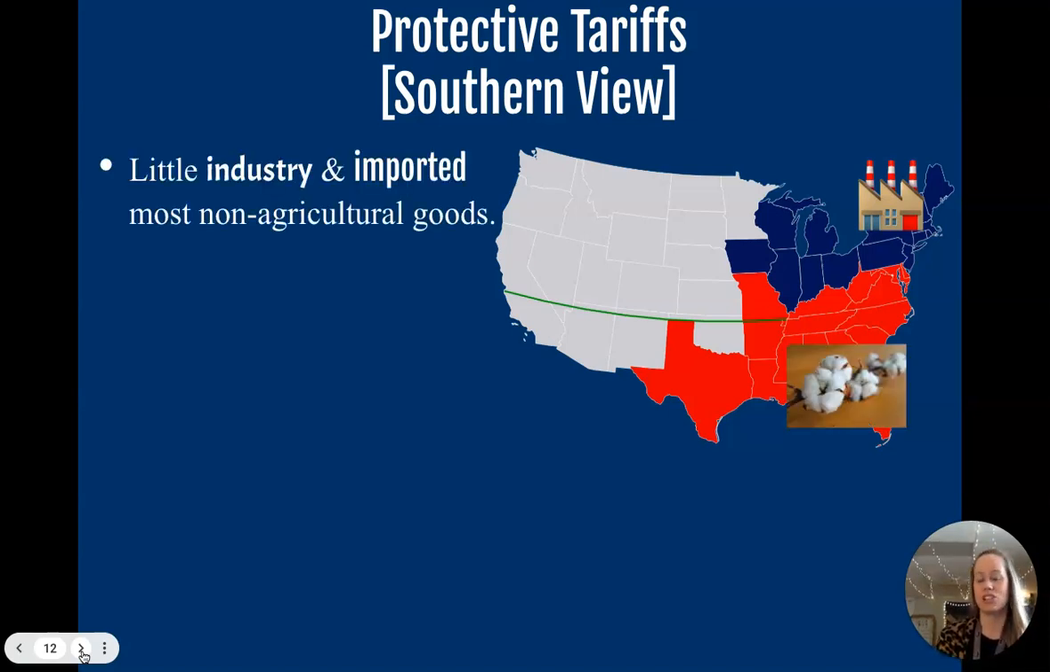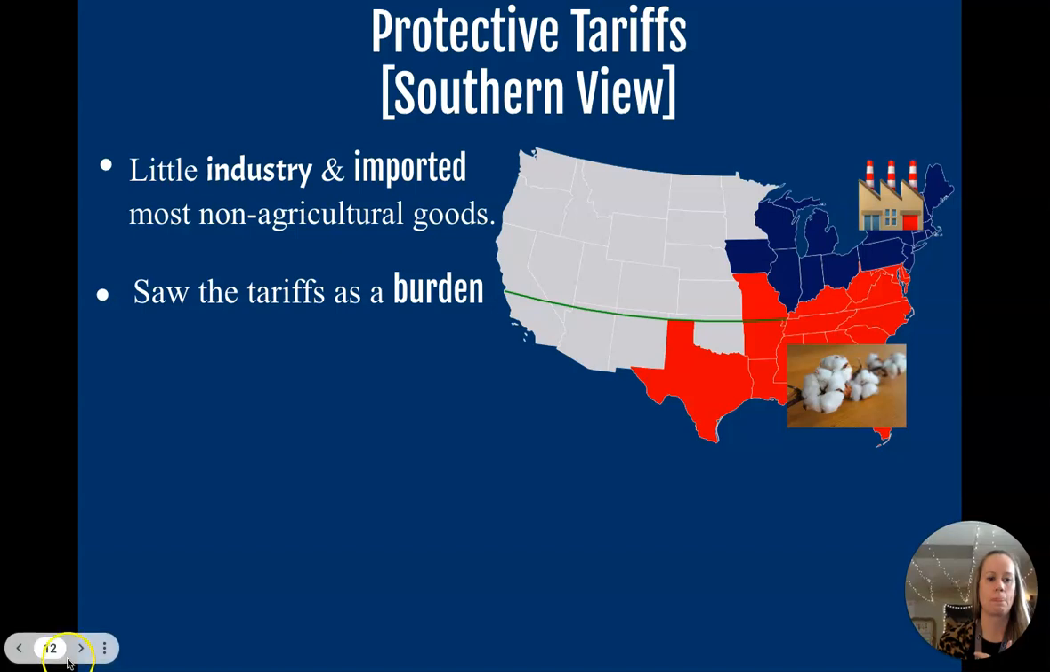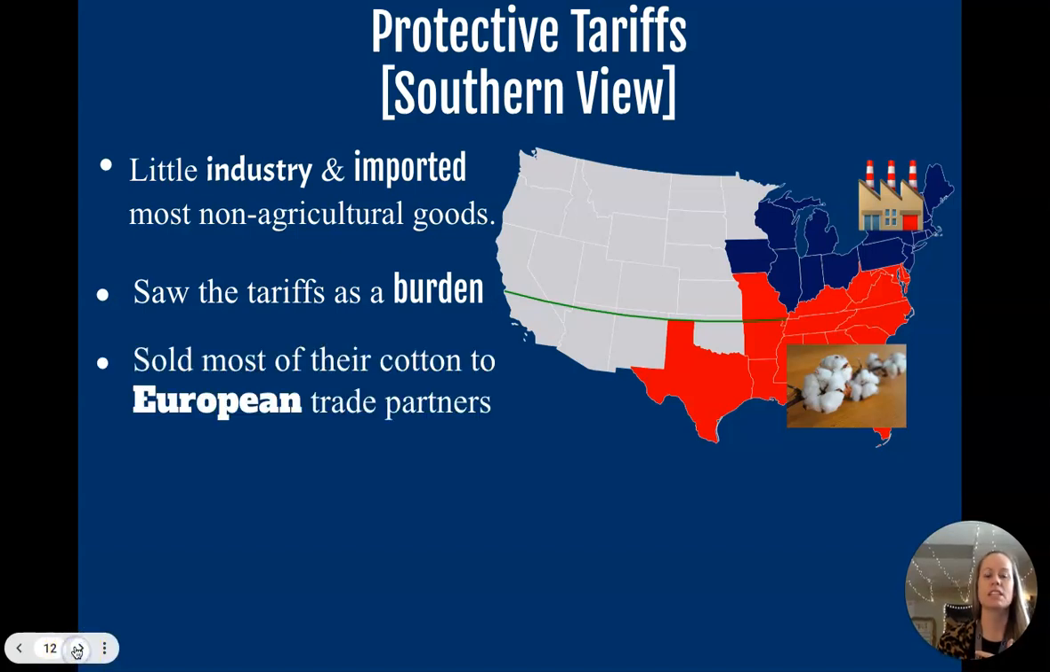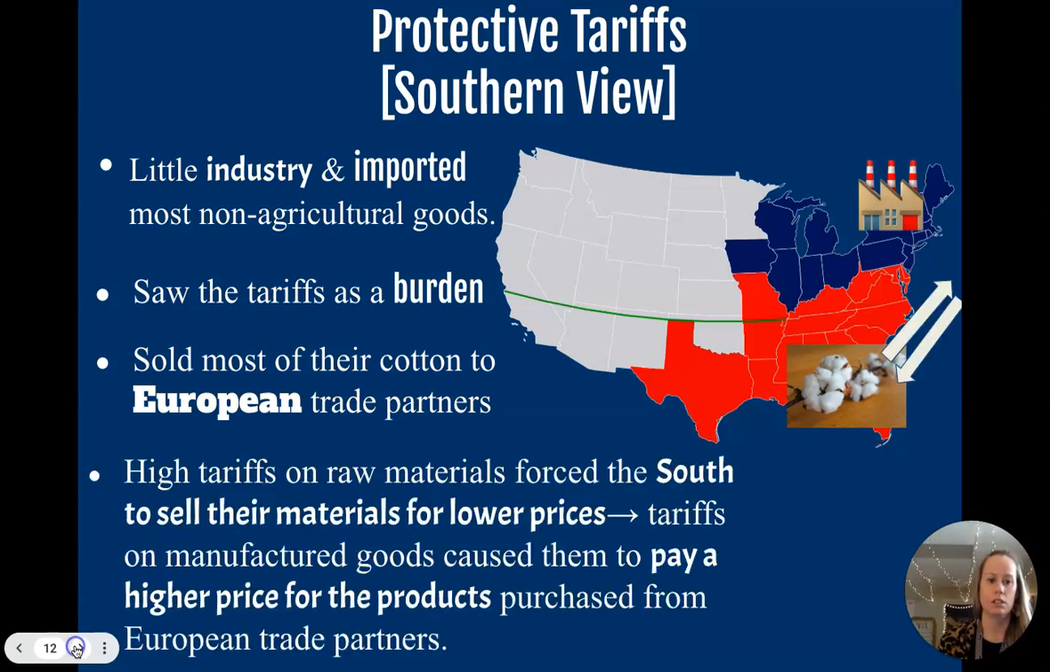Since, like I just said, they're growing cash crops, they don't have factories in the South. They have to buy from the North, or they have to buy from foreign countries. They're going to see this tariff as a burden. They're going to sell a lot of their cotton back to Europe still. We haven't really talked about that yet. They still have trade partners with Europe. So this tariff is also causing kind of a trade dispute between Europe and the Southern farmers as well.